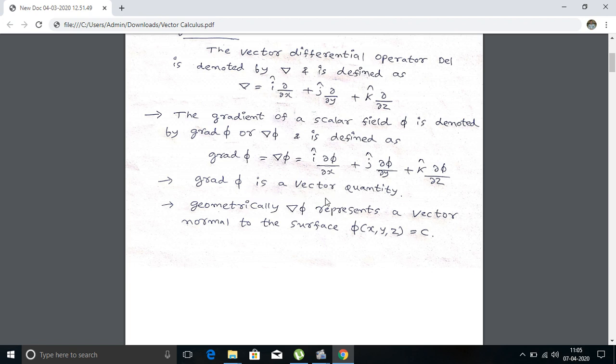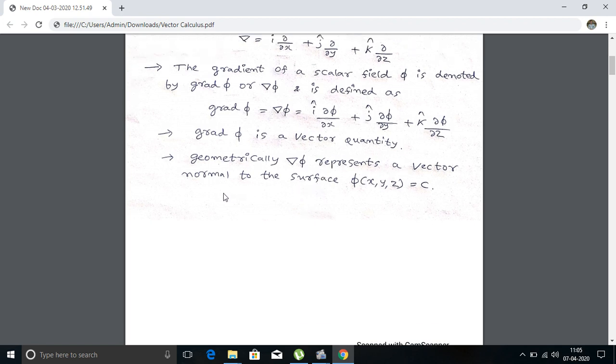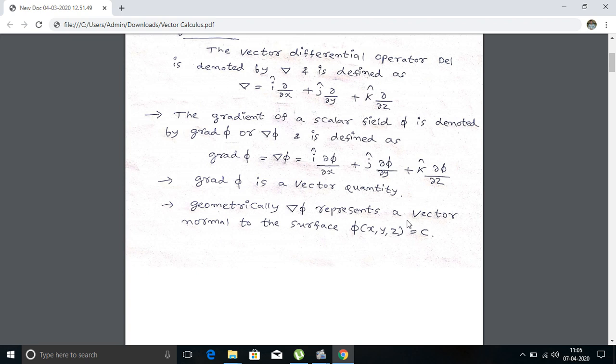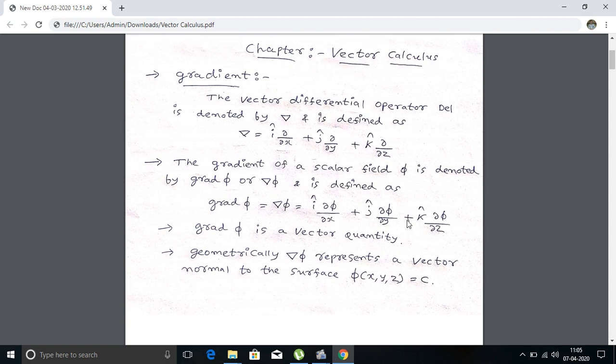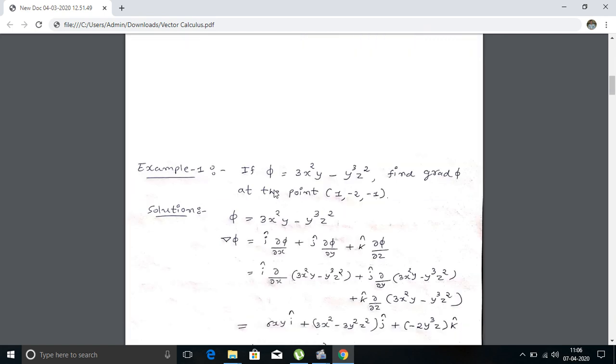Now what is the geometrical importance of gradient? Geometrically, the gradient of phi represents a vector normal to the surface. Suppose this is one surface, phi of x, y, z is equal to constant. Then the gradient of phi will give us the normal vector to the surface. So in an example, suppose they are asking to find the normal vector to a given surface. That means we have to find the gradient of phi, which gives us the normal vector, that is, the perpendicular vector to the surface. Clear? Now let us take some examples.